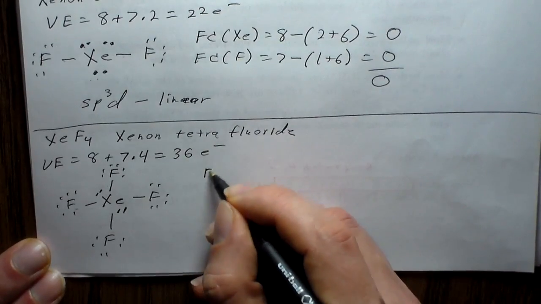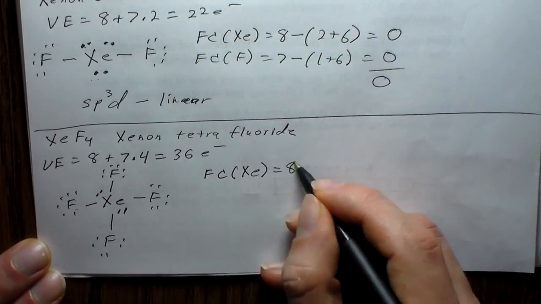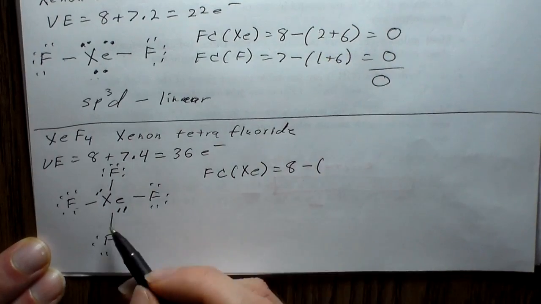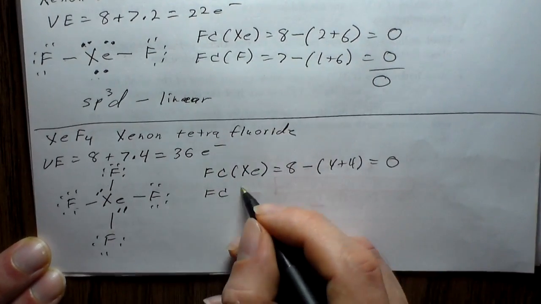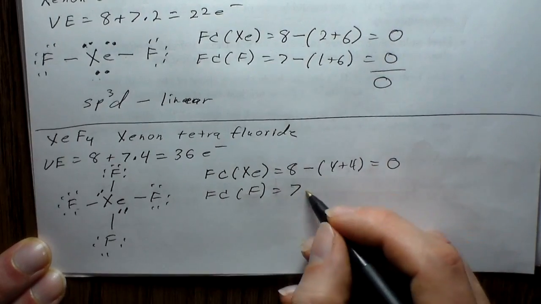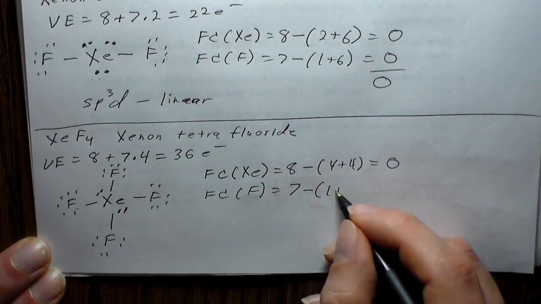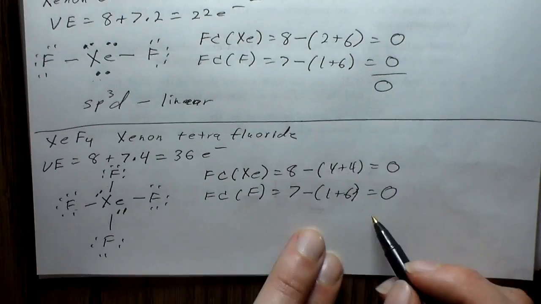Check my formal charges again. So on my xenon, 8 valence electrons, minus 1, 2, 3, 4 bonds, and 4 dots. That's 0. And then for my fluorines, we've seen this a bunch of times, so it's going to be 7 minus 1 line and 6 dots. So that's 0. So this all adds up to 0, so we're good.